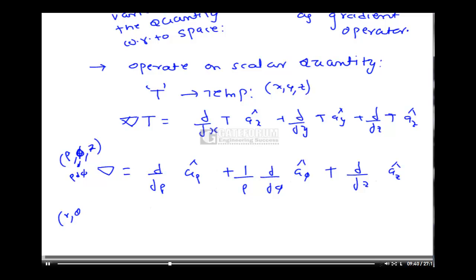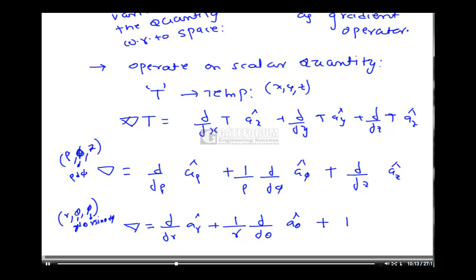Similarly, r, theta, phi in spherical coordinates. So this is the dr, r d theta, and r sin theta d phi. These are the differential lengths because of theta and phi. So del is defined, in spherical coordinate system, as dou by dou r ar plus, you can expect, 1 by r dou by dou theta a theta plus 1 by r sin theta dou by dou phi a phi.